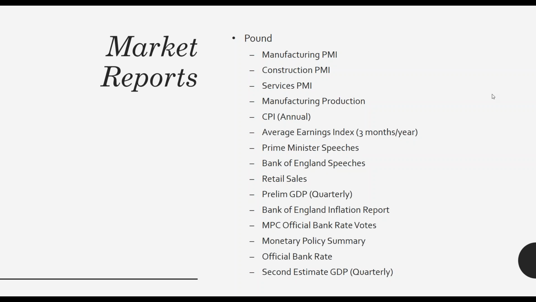Now, typically, I will tell you this. I do not trade the speeches. I just take that off of my radar, okay, because it's not a market report. Sometimes it will cause volatility, and sometimes they don't say anything, okay. Retail sales, preliminary GDP, the Bank of England inflation report, the MPC official bank rates votes, the monetary policy summary, the official bank rate, and the second estimate GDP quarterly, okay? These are all high volatility reports, okay?